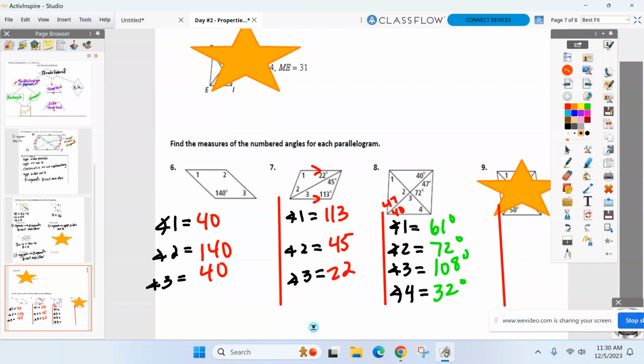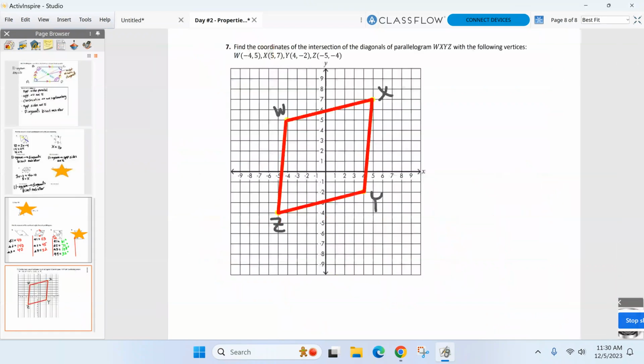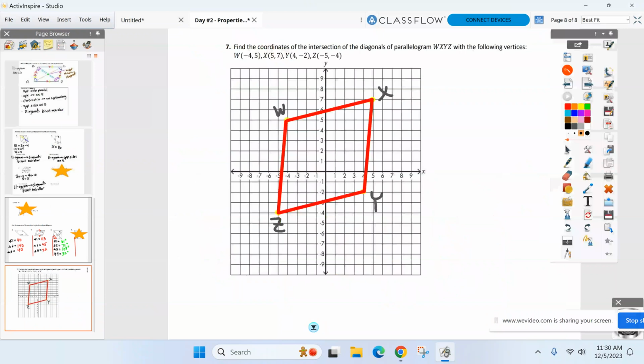All right, take 30 seconds and graph parallelogram WXYZ, please. Go ahead and graph those vertices, connect them, and label the vertices as well.